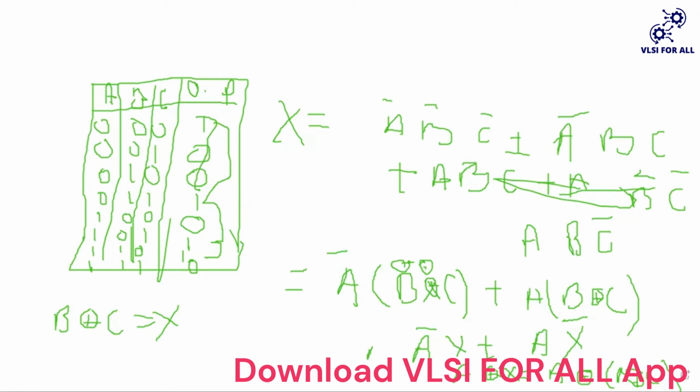Any doubts so far? Sorry, here is a mistake. We have taken B XOR C as X, so here it is X and here it will be X bar. So it is A X nor B XOR C. So we have generated the equation for odd parity, and it can be written with A, B, and C. So A and B are connected with an XNOR.